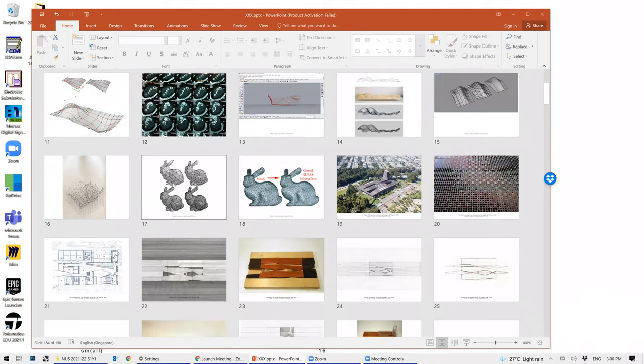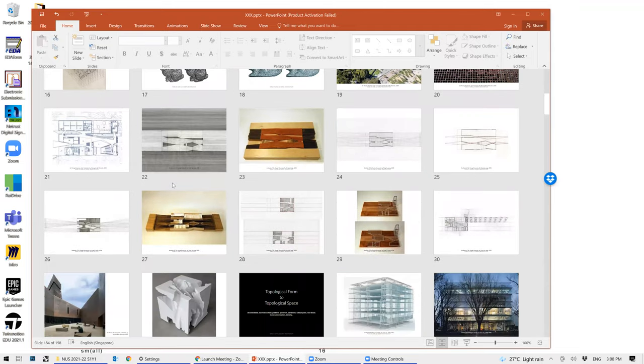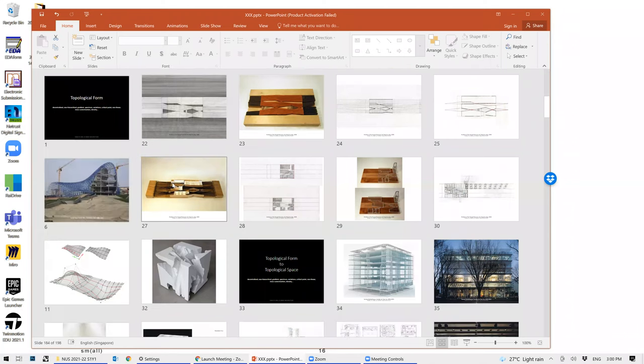Earlier you mentioned the shift from parametric form into parametric space, and then from parametric space into fluid dynamic space, right? But in the latter two, parametric and computational fluid space, we still need forms to contain or define those spaces, right? So are you suggesting that the nomadic direction would be an inverse, or where is the function of form in parametric space and fluid dynamic space?